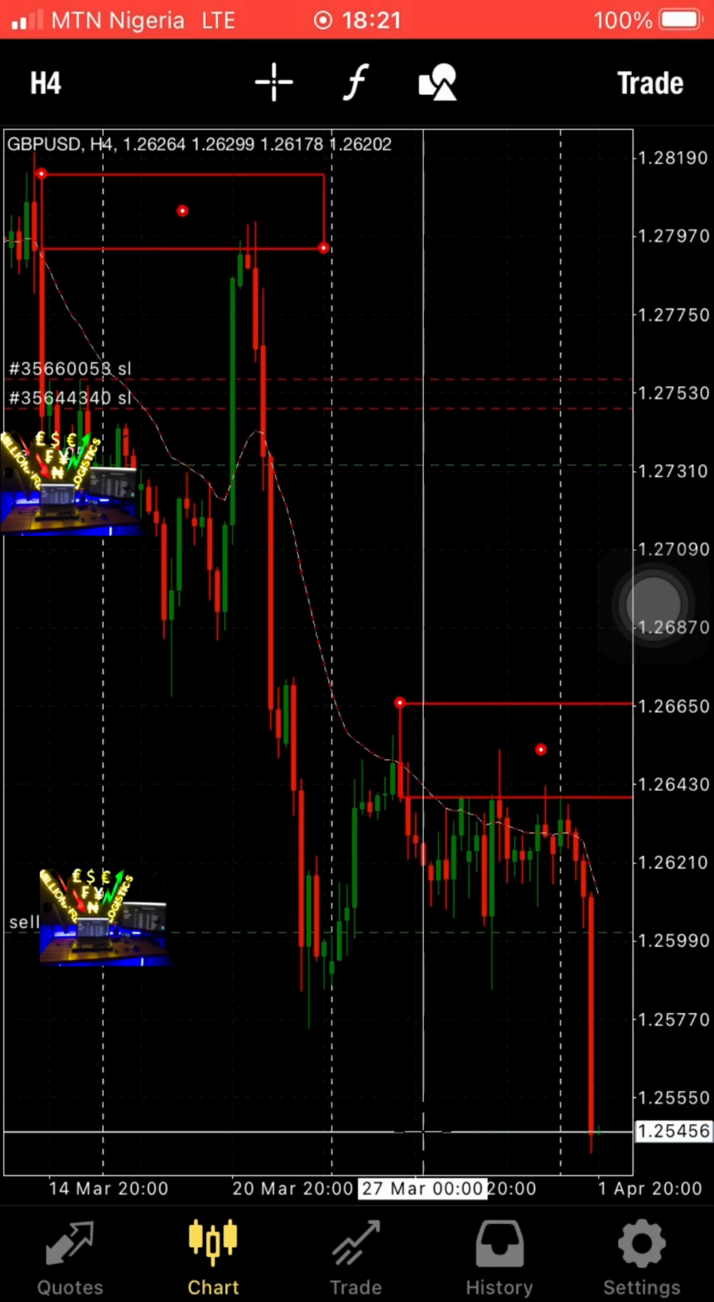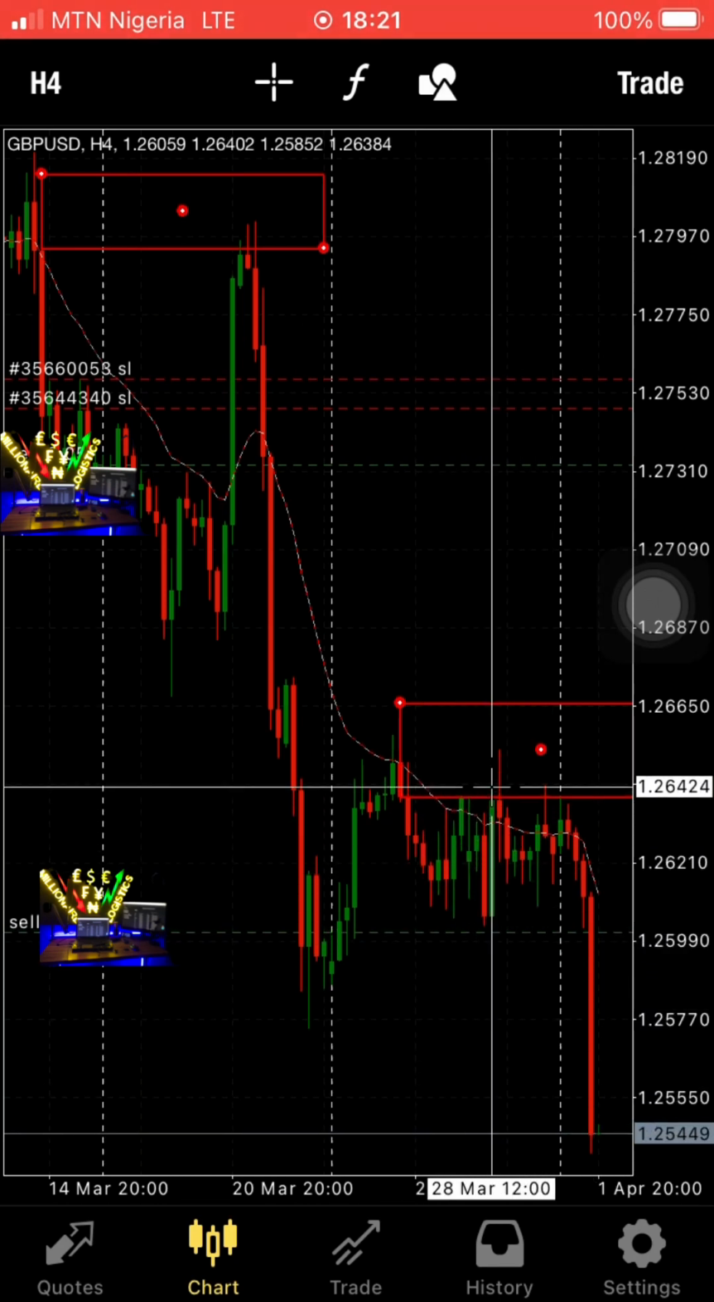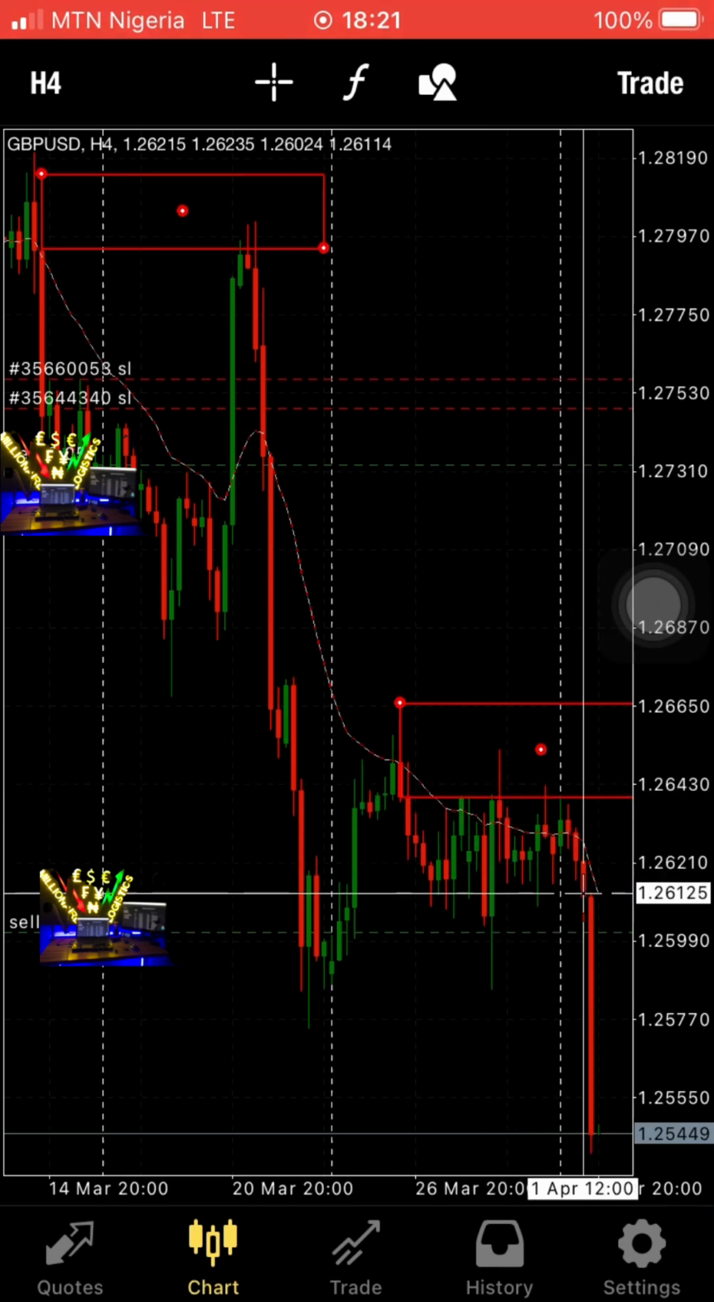That's why this particular content and the previous one is going to be on a different playlist, should you want to make reference to why and how this trade performed and why maybe I took this position.